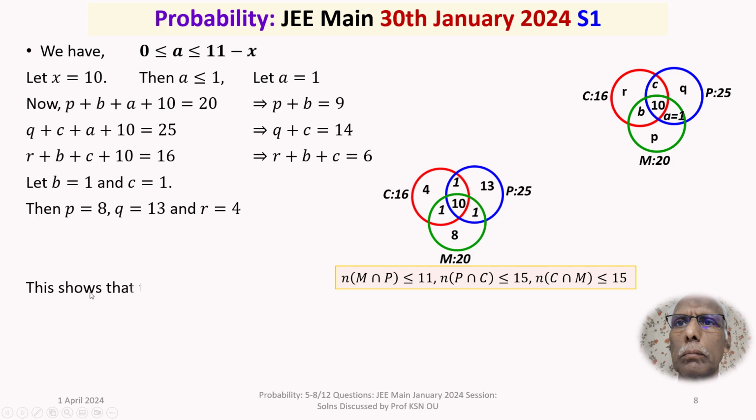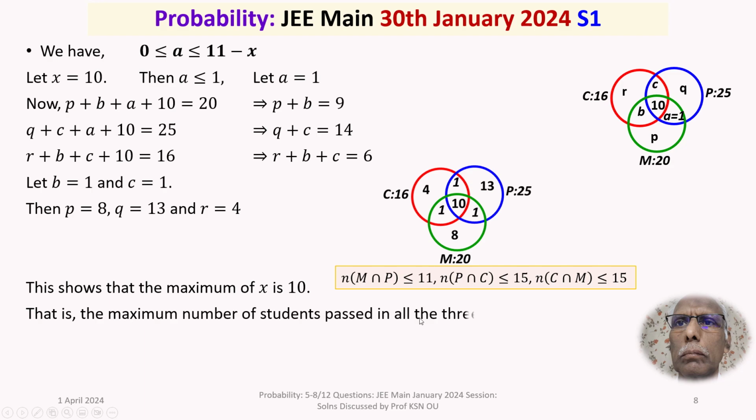So, this shows that the maximum number of X is 10. That is, the maximum number of students passed in all the 3 subjects is 10. So, that is our answer. The answer to this question is 10. And that is the detailed discussion of the solution of the given question. And most probably, many of the students might have thought the answer is 11. But the answer 11 doesn't work, therefore it is 10.